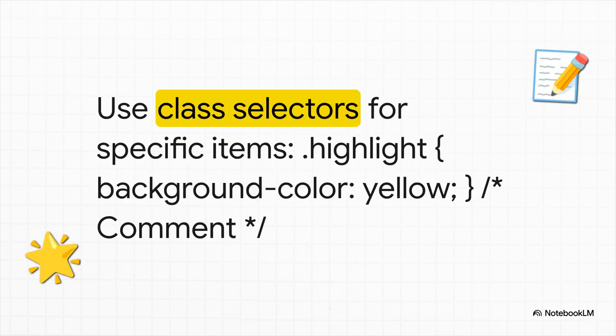But what if you want to style something super specific without accidentally changing every single paragraph on the page? Well, that's where class selectors swoop in. See that dot highlight selector? That period at the very beginning is crucial. It tells the browser, hey, this is a custom class. Anything we tag with this class will get a yellow background color.